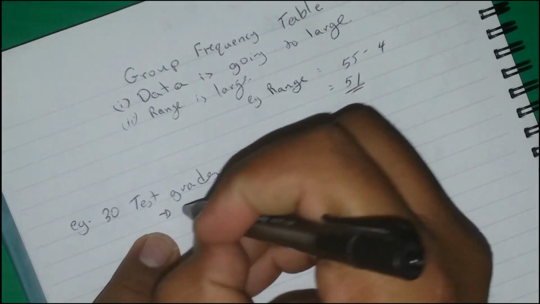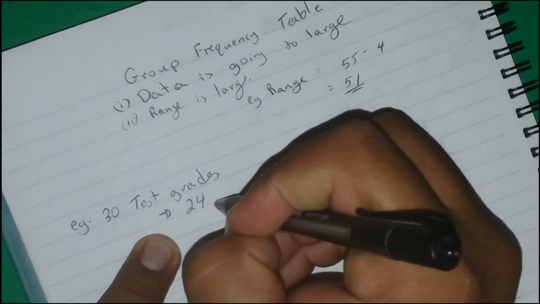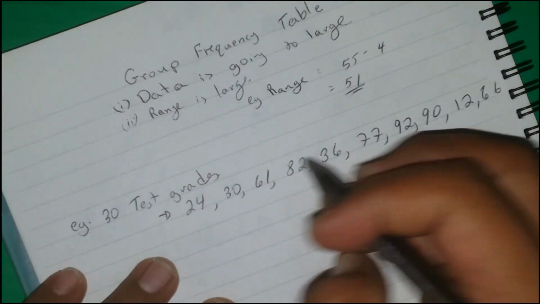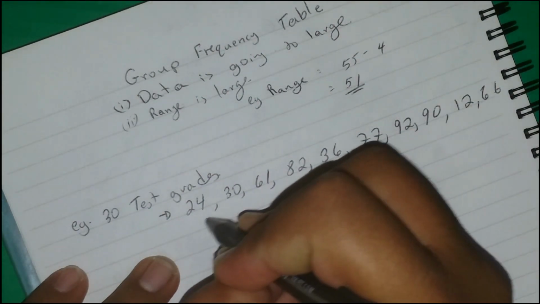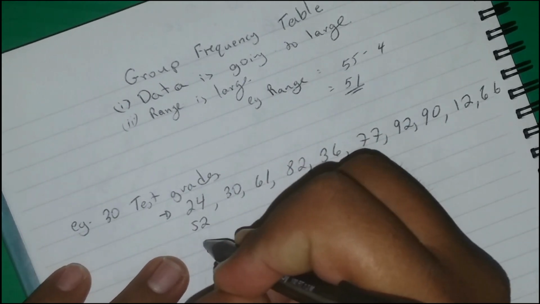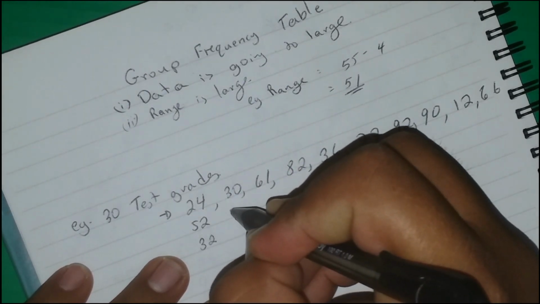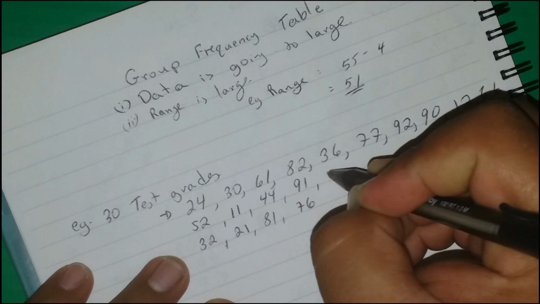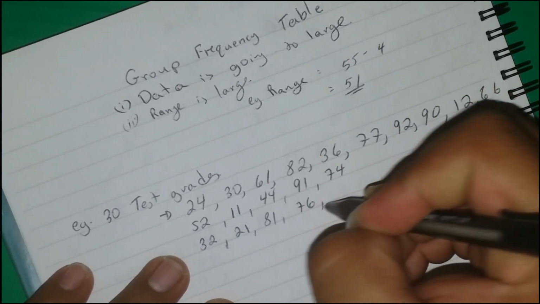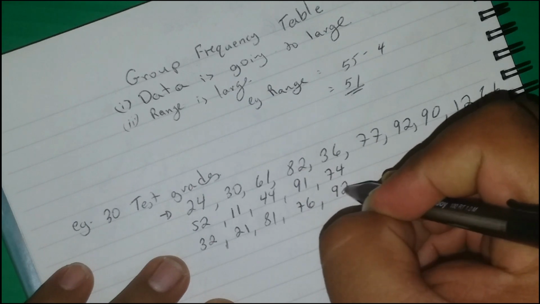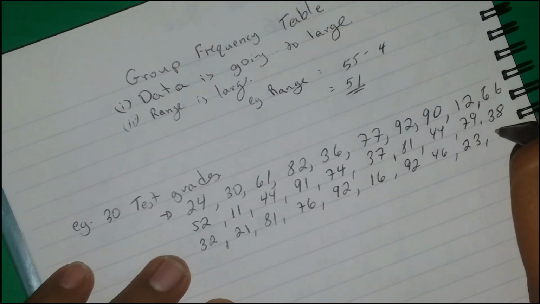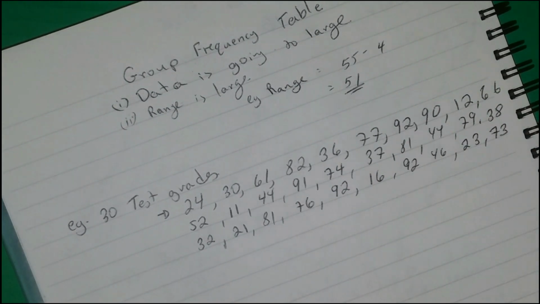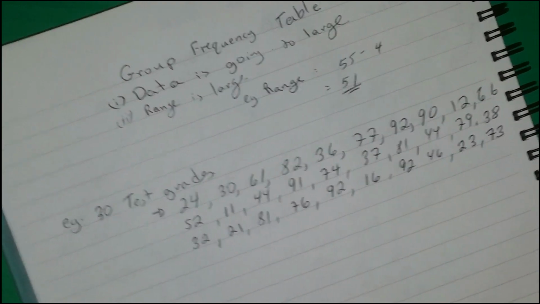Let's say you get 24, 12, 66. So let's continue with 30. So we get 52, 32, 91, 76, 74, 92, 38, 73. Okay, so we have the set of numbers there.